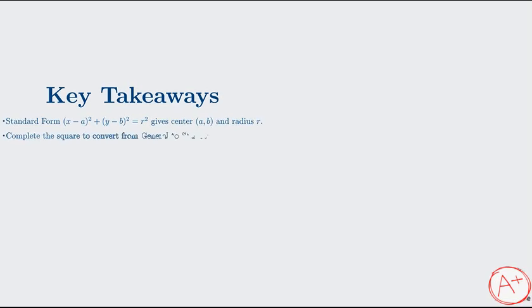To conclude today's lesson, here are the key takeaways. First, the standard form shows the center and radius directly. Second, we use completing the square to convert general form to standard form. Finally, a point lies on the circle if its distance from the center equals the radius.